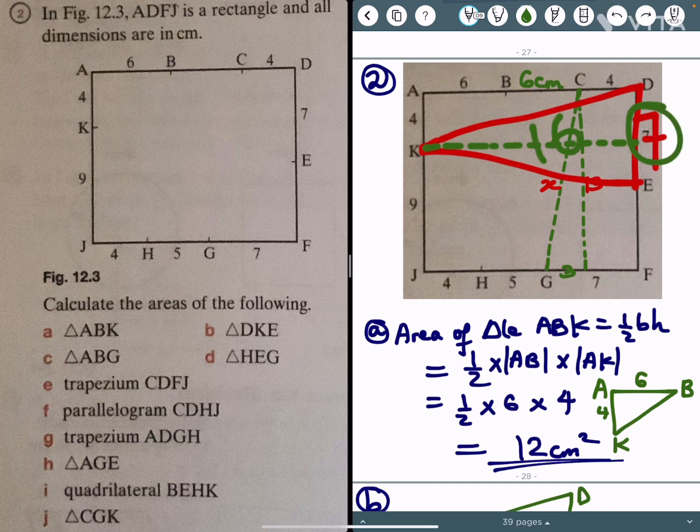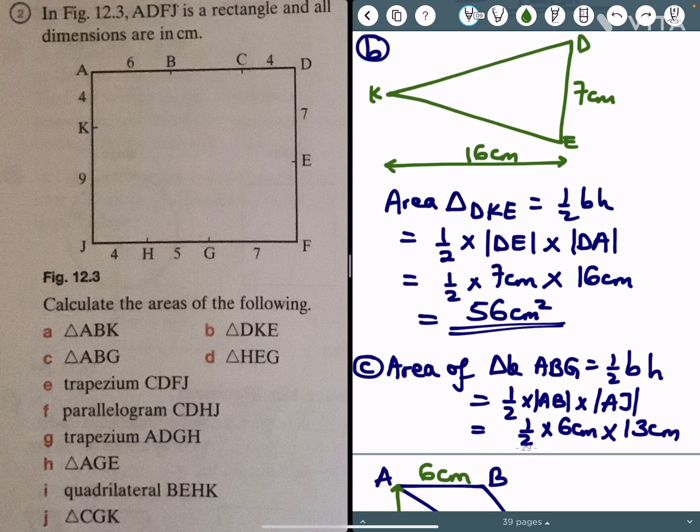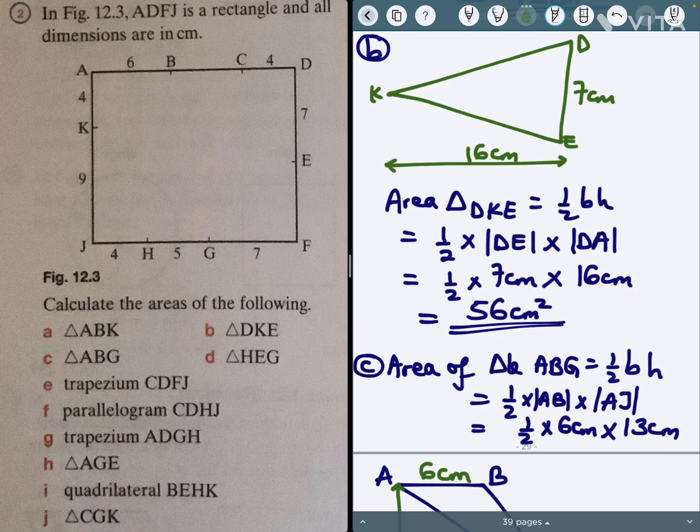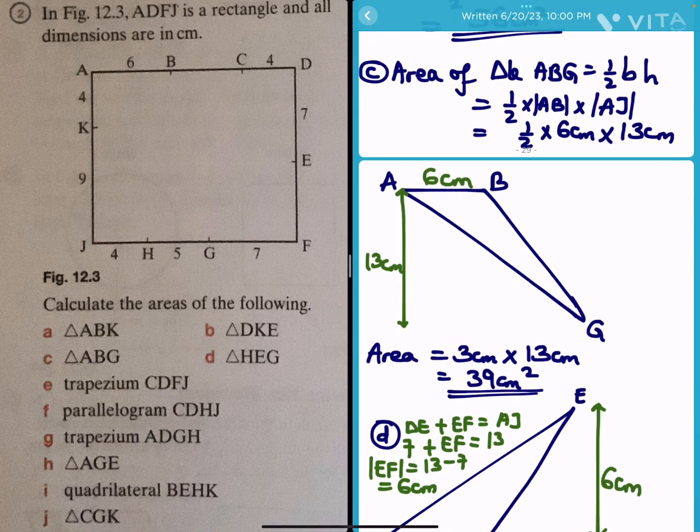The base is 7. So that gives me half base times height as what? Half times 7 times 16. Let me show you here, okay? I've marked it here. The vertical height is 16. The base is 7. So the area of my triangle will be half base times height. That gives half times 7 times 16, which is what? 56 centimeters squared.